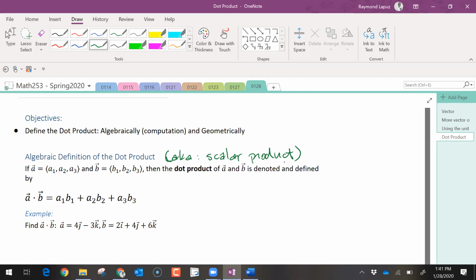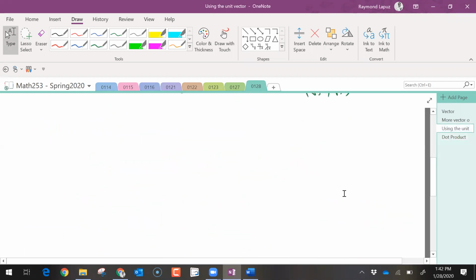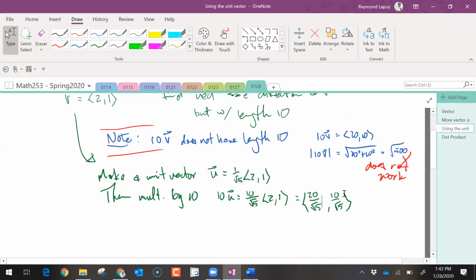And here's a simple example. A dot b would be if A was equal to, what is it? Oh, I didn't talk about the i, j, k. Ooh, maybe. Yeah, maybe that's what I forgot. Sorry. Are you guys all taking notes like in order and stuff? Too bad. I'm sorry. My bad. Let's talk about i, j, k.